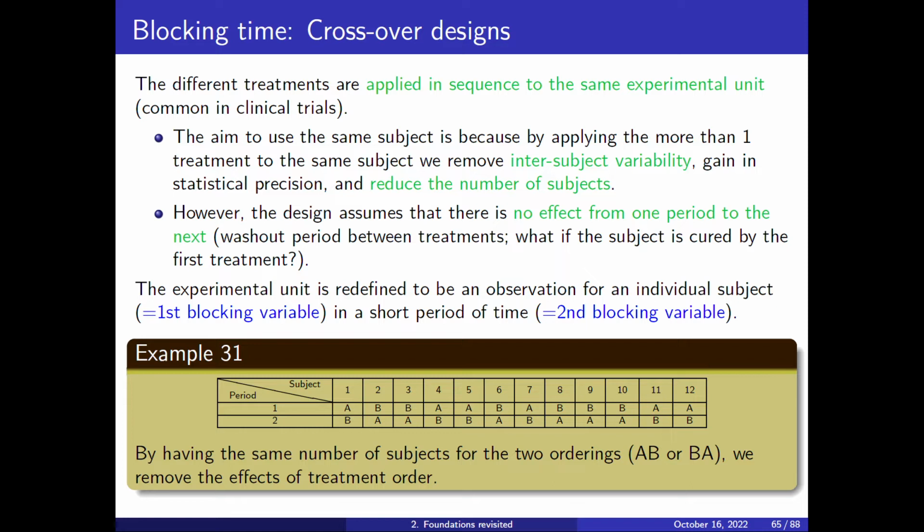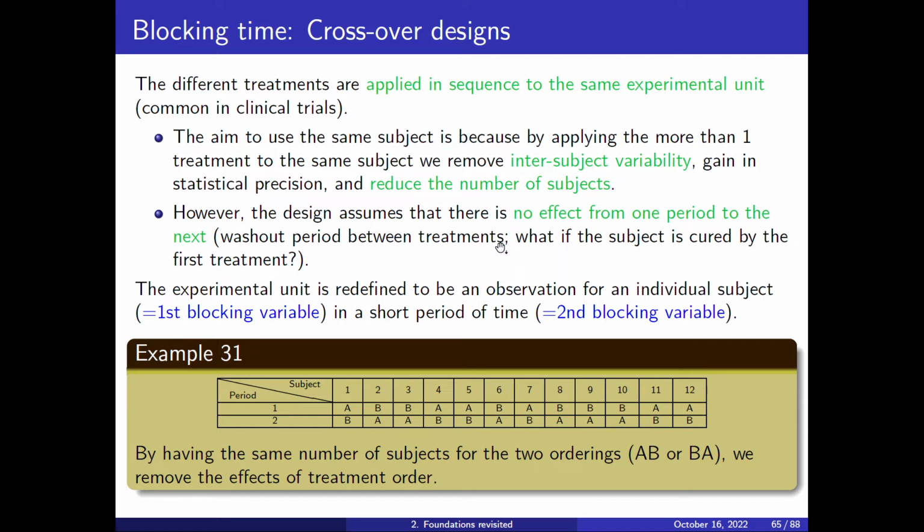So this sequence is talking mostly about time, and the aim is to use the same subject, because doing this will remove the intersubject variability. One of the major sources of variability is that people are different or animals are different. Well, animals not so much, because they are typically genetic twins, but people are rather different. So if you can use the same person for both treatments, then you will gain a lot in statistical precision, and you will also reduce a lot the number of subjects.